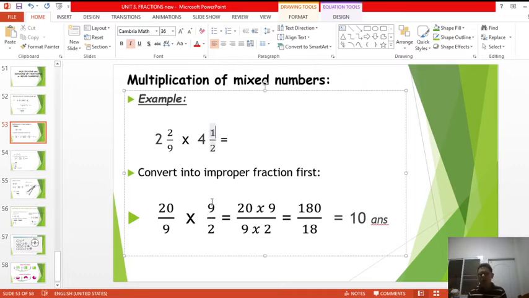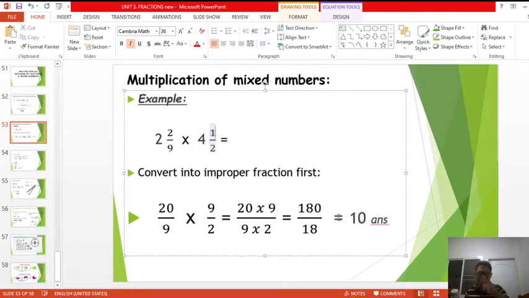As you notice now, I think you can picture that I can simply multiply the numerators together and the denominators together, because that's what we learned in multiplying fractions. It doesn't matter whether it's a proper fraction or an improper fraction. Look at this: 20 times 9 is 180, and 9 times 2 is 18. And then put an equal sign.